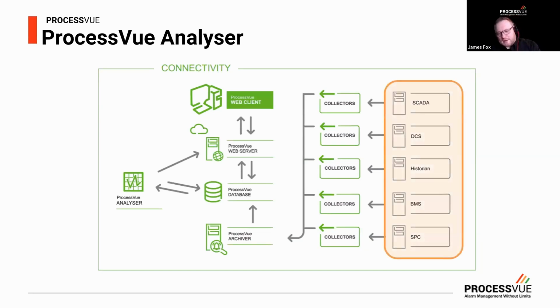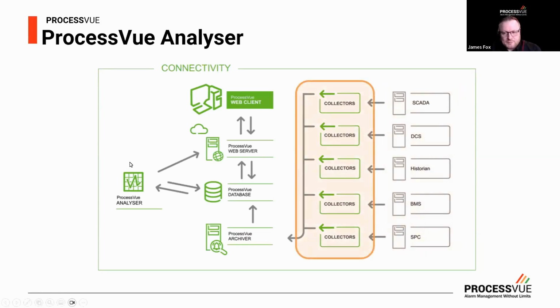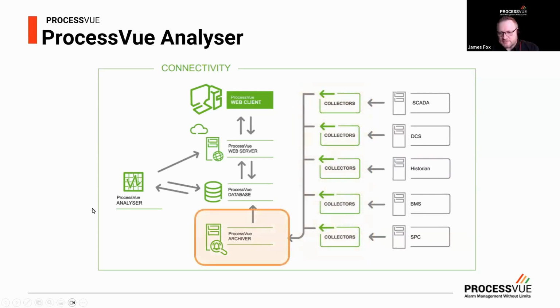On the right-hand side, we can see a list of alarm and event data generating entities such as SCADA systems, DCS systems, historians, building management systems, etc. To the left of that, we've got the ProcessVue collectors. It's their job to retrieve the alarms and events from the data generating entities. We've then got the ProcessVue archiver down at the bottom of the diagram. The archiver retrieves the alarm and events from the collectors.